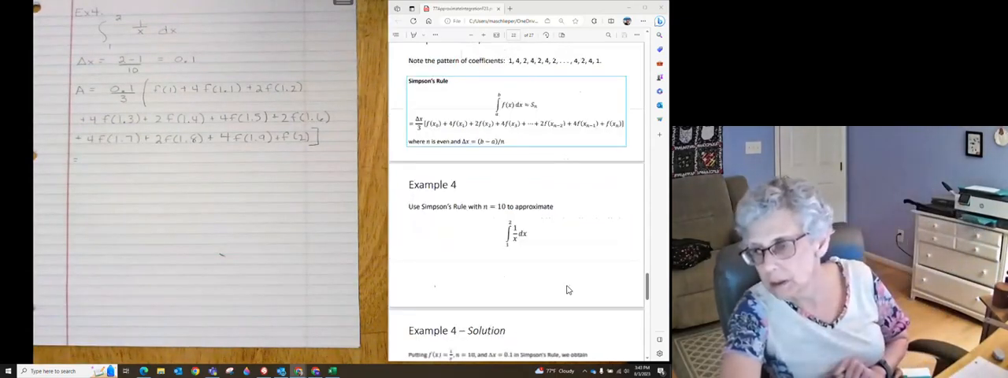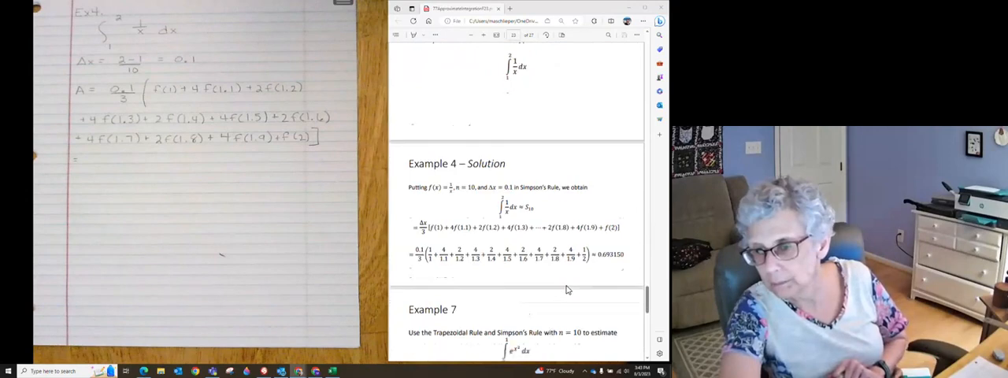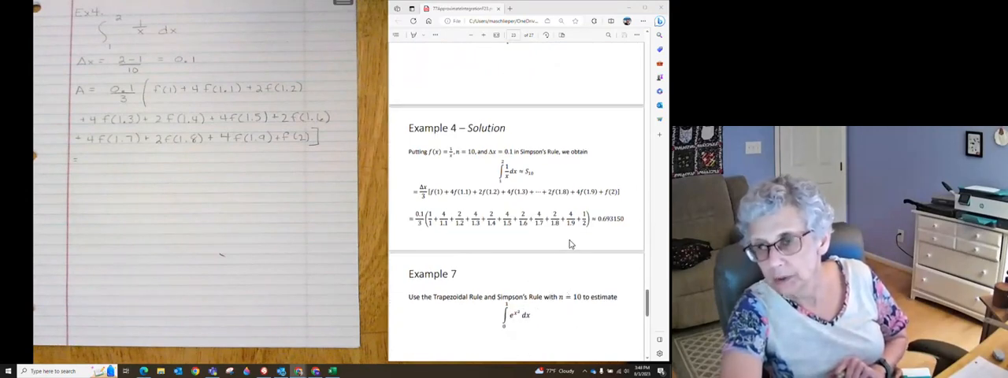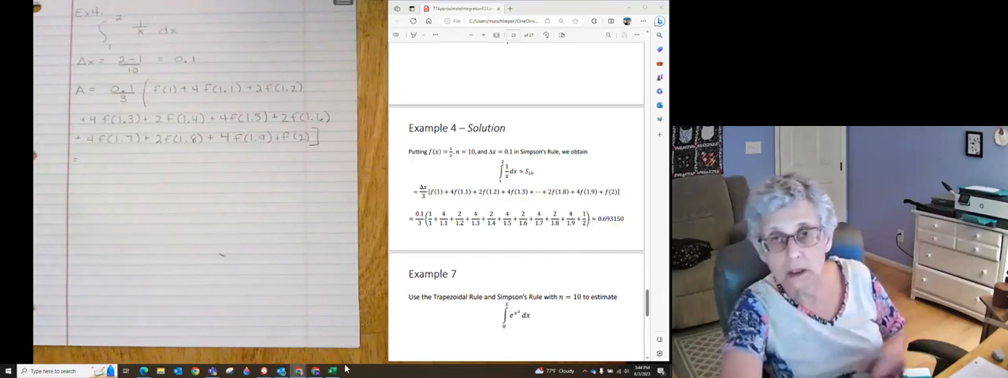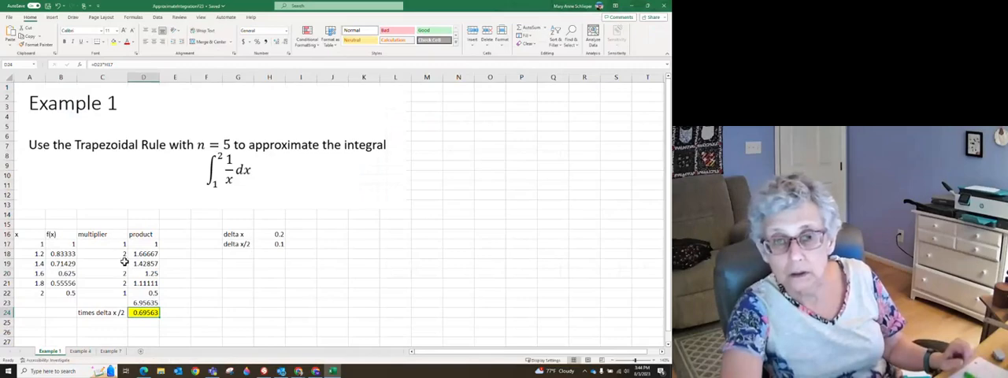I'm not going to plug this one into the calculator. Here's the pretty answer, and you get a little better approximation. Let's look at Excel.